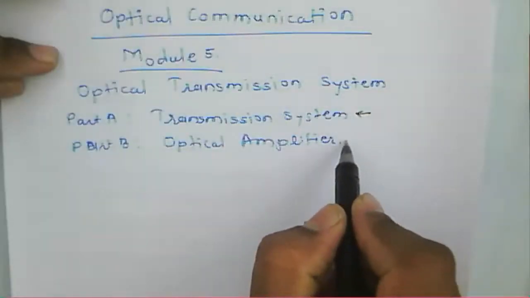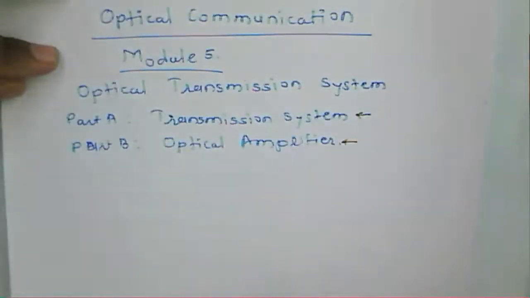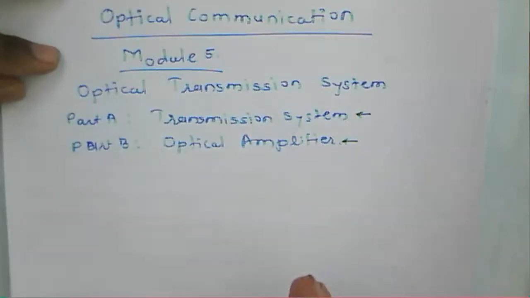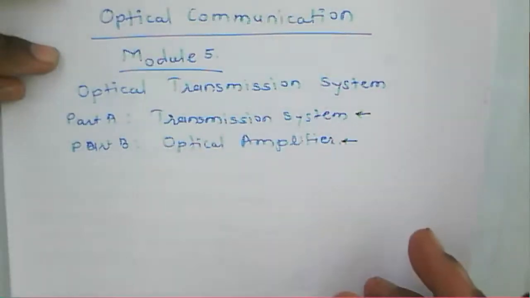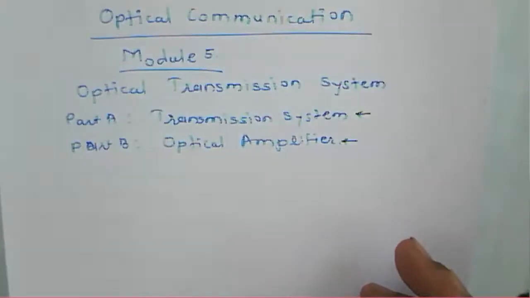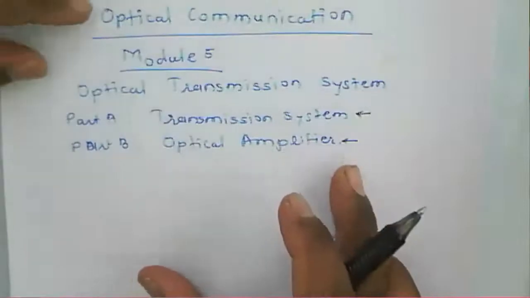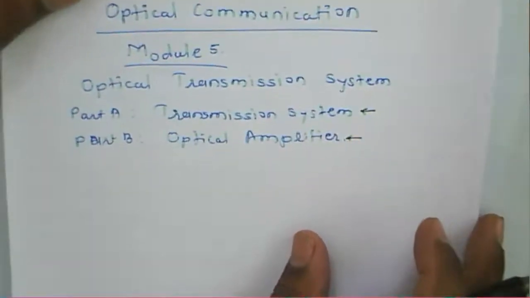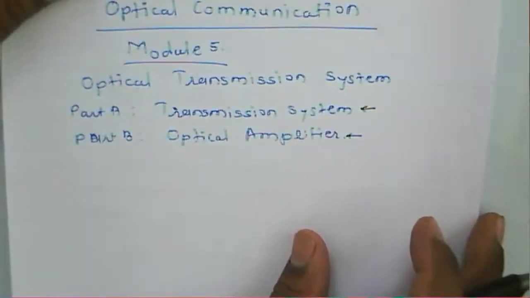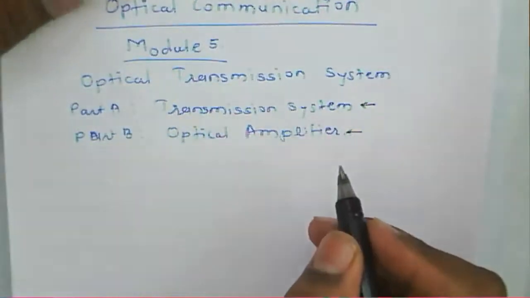and then in optical amplifier we'll see the various amplifiers. It means your signal is transmitted from the source through optical fiber. Then at the receiver, if the signal strength is low, we need to amplify that received signal. So that's why we require an amplifier. So that is about the optical amplifier part.